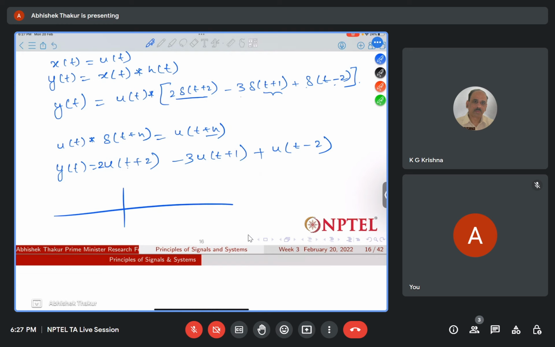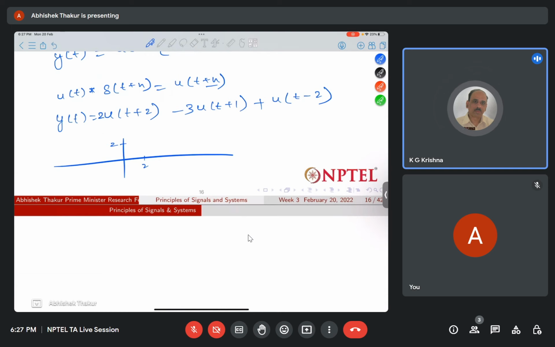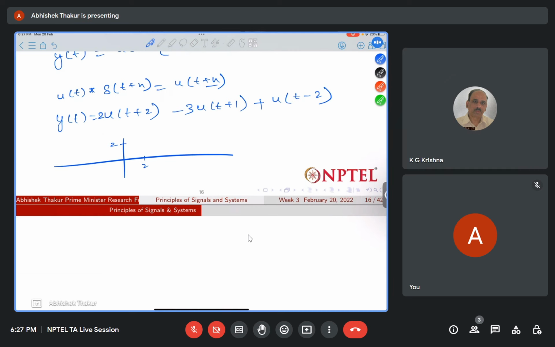So we can draw this curve. We will get 2u(t+2), it will start from 2 and the amplitude will be 2 here. This is the first curve. The second curve is 3u(t+1), or we can directly sum it. u(t+2) should be on the left side, right? Sorry, on the left side. u(t−2) is from here.